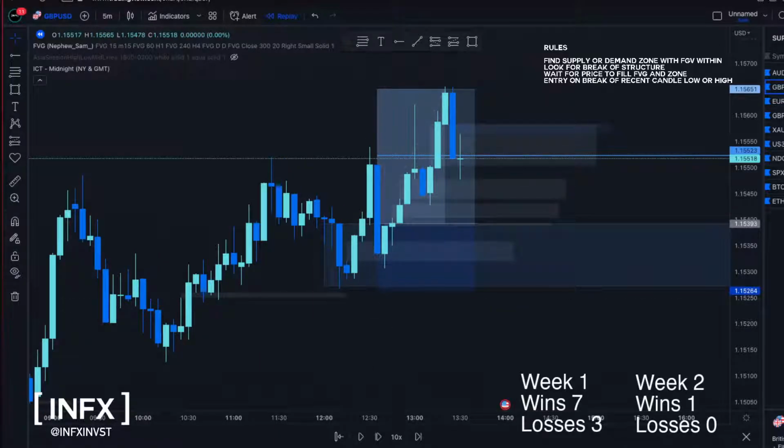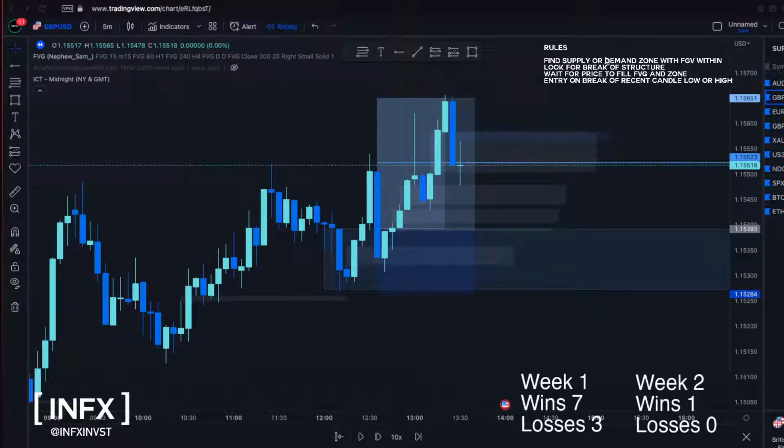What we're looking for, if you look at our rules, we've got find supply zone or demand zone with FVG within. So we've got the FVG within the demand zone. This demand zone did break a little bit of structure here, but it's high buyers, so it doesn't always have to break structure massively. We can see that buying pressure is here. Wait for price to fill the FVG into the zone, which it did. Then we wait for a break of candle high just here, and then we pushed up for our 1-to-1, and then taking our profit off. Stop loss to break even. Risk-free trade up to 1-to-2. So that was a brilliant trade.